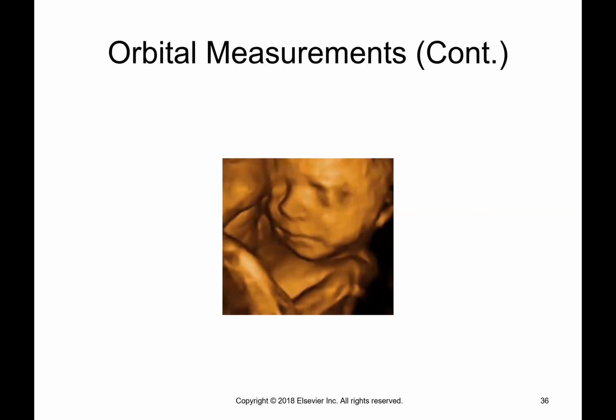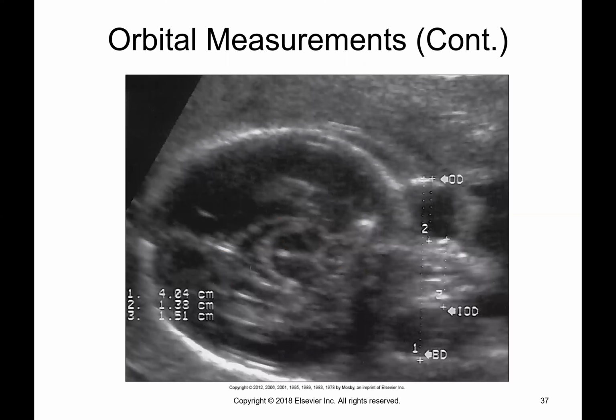This is a cute baby. Those eyes look about right. So this is what we're talking about, outer to outer dimension of the eyes and inner to inner. Again, these look like pretty good spaced orbits.